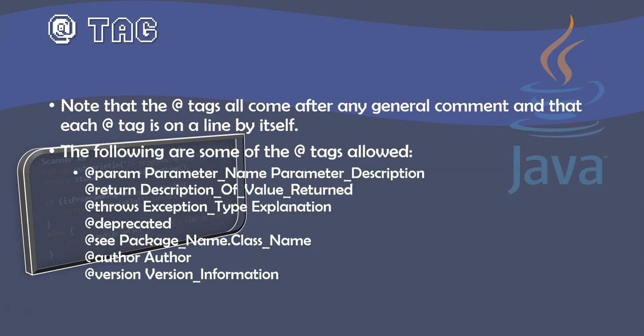Now you'll note that the @ tags all come after any general comments, and that each @ tag is on a line by itself. And just to give you an idea of some of the @ tags that you can use: @param, which is to identify parameters. So what is that parameter? You give it a name and description. You have @return description, which is a description of the value returned. @throws exception type explanation. @deprecated, @see, @author, @version. There are more than this, but this just gets you an idea of some of those tags that we can use. And these are ones that you might see pretty often.